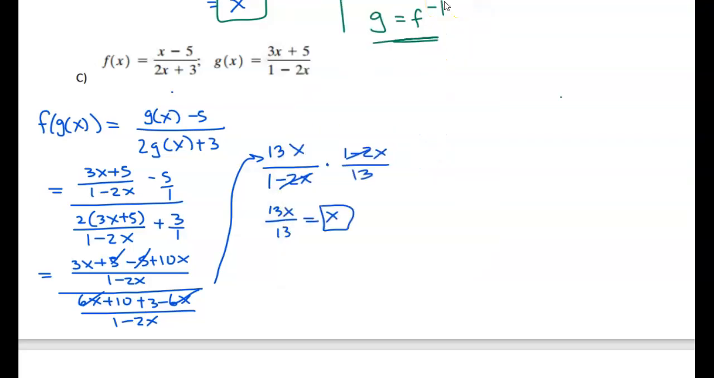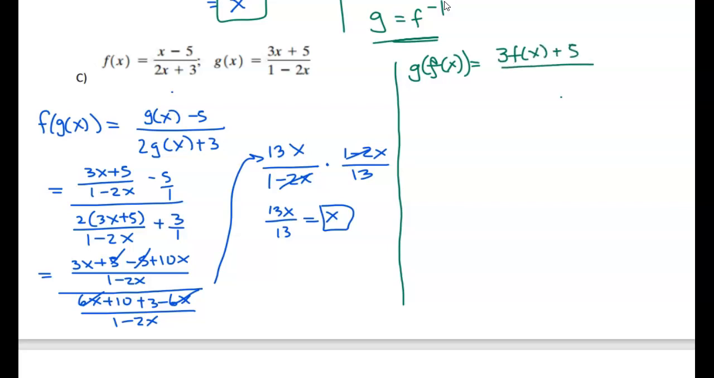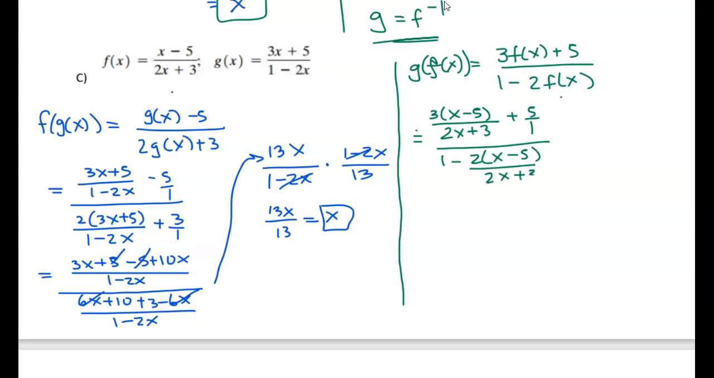Awesome. All right, let's do it the other way. So g of f of x. In the g function, you replace the x's by f's. So we have 3 f of x plus 5 over 1 minus 2 f of x. Let's do the replacement. So this gets replaced by x minus 5 over 2x plus 3. So 3 times (x minus 5 over 2x plus 3) plus 5, over 1 minus 2 times (x minus 5 over 2x plus 3).